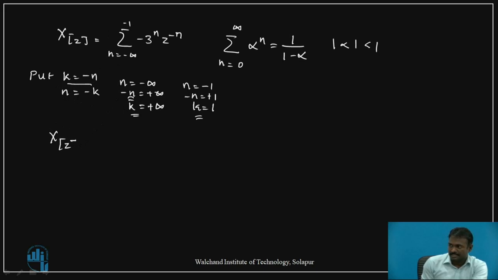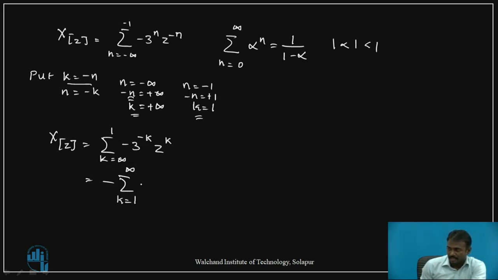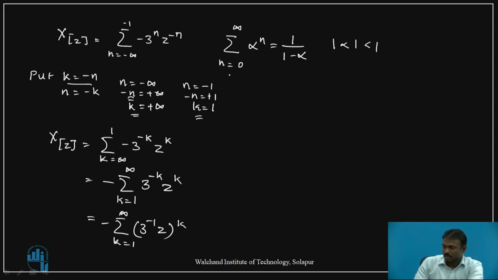So X(z) is written as summation k is equal to infinity to 1 of minus 3 to the power minus k into z to the power k. We take this minus sign outside the summation. So minus summation k equal to 1 to infinity of 3 to the power minus k, z to the power k here. So this will be written as minus summation k equal to 1 to infinity of (3 inverse z) to the power k. But still the limits of the summation are not identical with the infinite summation identity here.